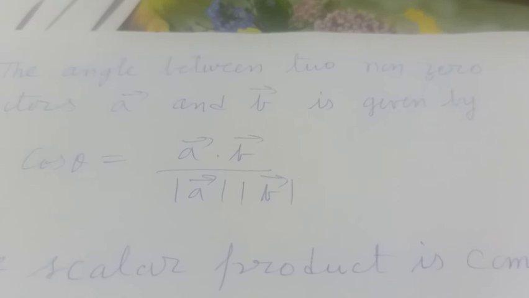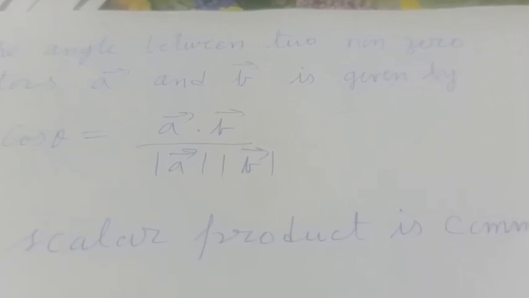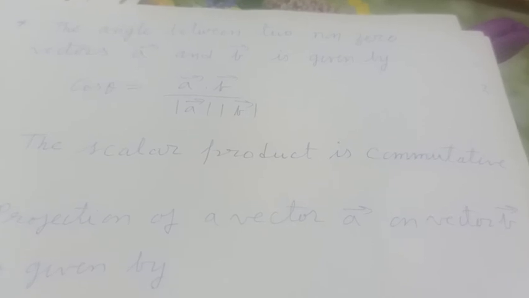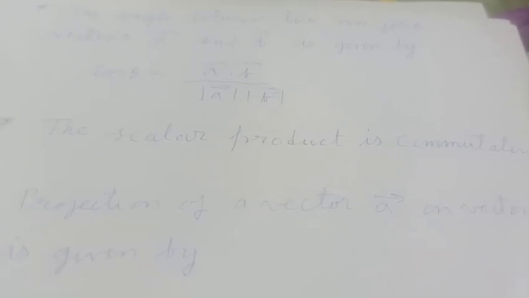Then from the definition we can say the angle between two vectors a and b is given by cos theta equal to a dot b upon mod a mod b. Also a dot b equal to b dot a, that means the scalar product is commutative. And one more thing, projection of vector a on vector b is given by vector a dot vector b upon modulus of b.